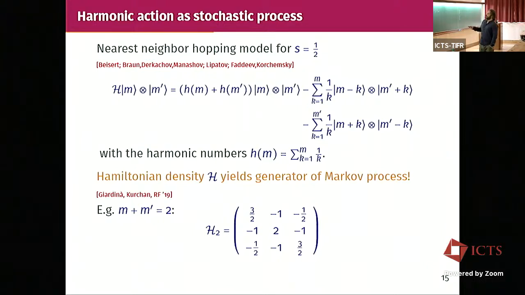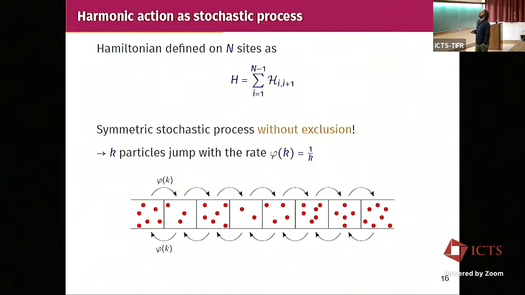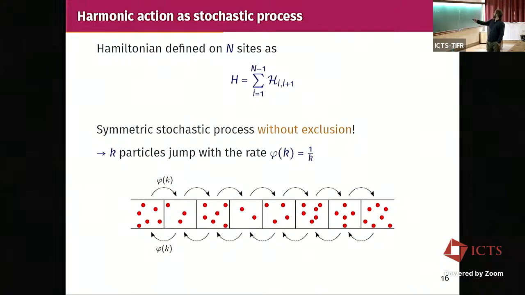Here I write this explicitly as a matrix for a given magnon block, so a given number of excitations. The number of excitations is 2, so it looks like that. This 1 over k: if k is 1, you get 1; if k is 2, you get 1 over 2. So this is the matrix, and you see that it's stochastic. We were already quite happy that without doing anything, we found a stochastic process. Here was the equation that I was just writing.